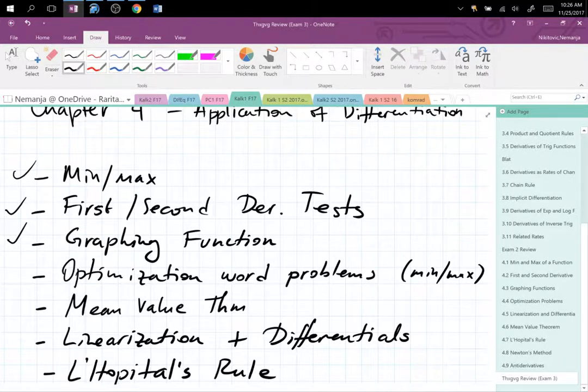The way I'm going to give a graphing function is I'm going to give you all of the information in a chart. I will tell you the intervals on which the function is increasing and decreasing and all that kind of stuff. And you are just supposed to graph the function looking at the data given to you. Those are the things you're going to do for graphing.